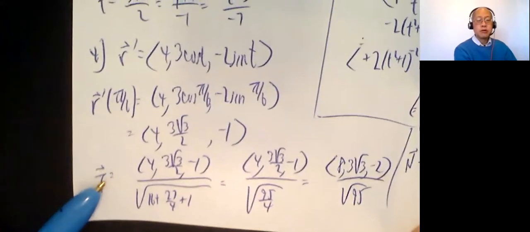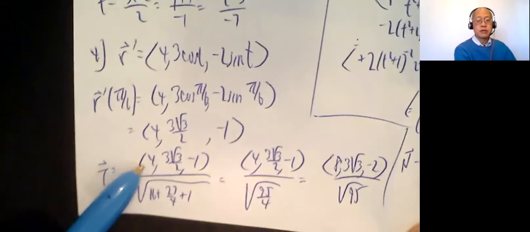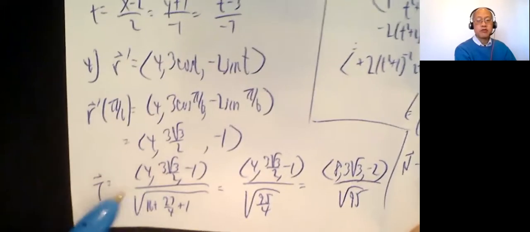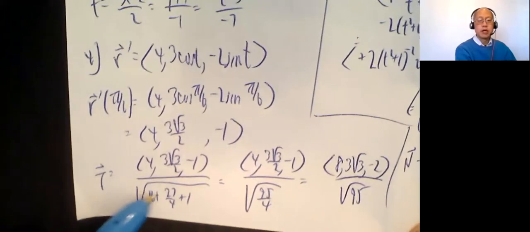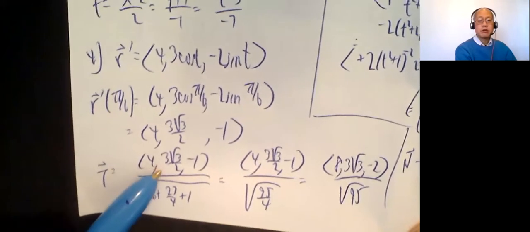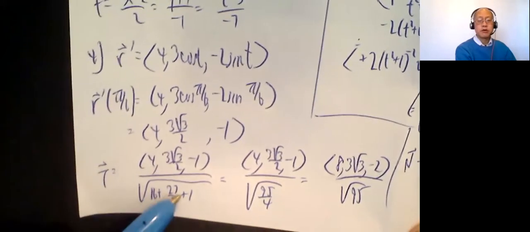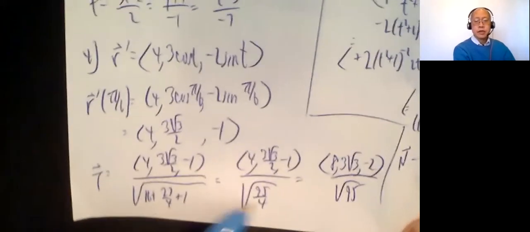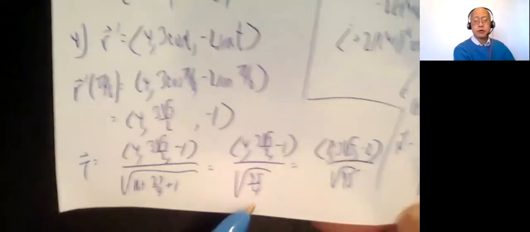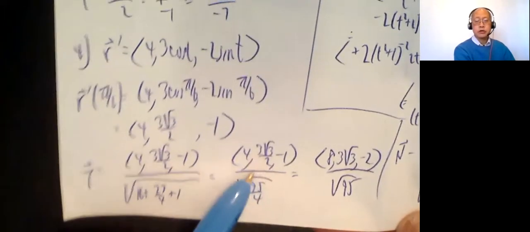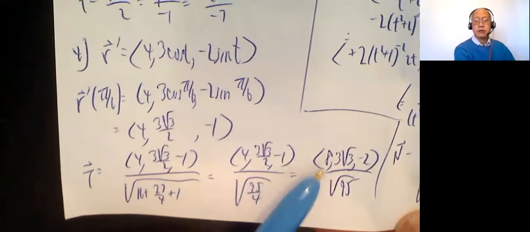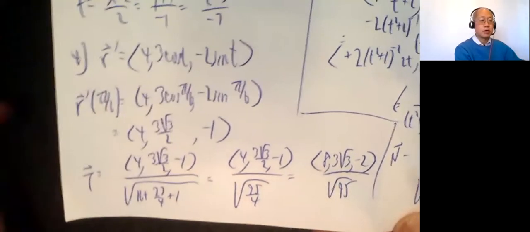So unit tangent is 4, 3 radical 3 over 2, negative 1 over the square root of 4 squared, 16, plus 3 radical 3 over 2 squared is 27 over 4, plus 1. This is radical 95 over 4. Multiply top and bottom by 2 to simplify. So 8, 3 radical 3, negative 2 over radical 95.